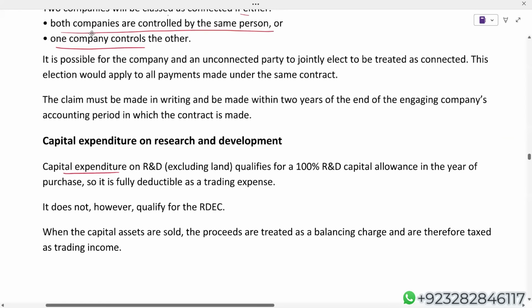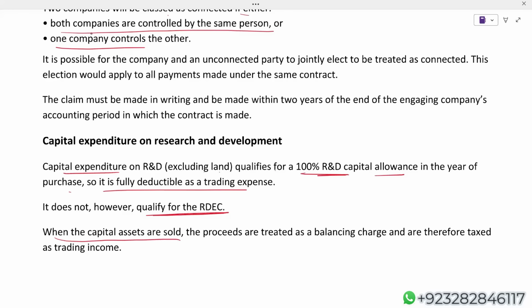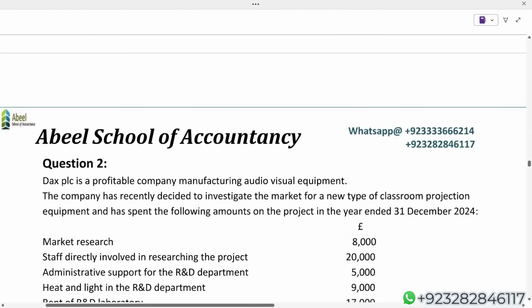Capital expenditure, just see this. Capital expenditure on R&D excluding land qualifies for 100% R&D capital allowances in the year purchased, so it is fully deductible as a trading expense. It does not, however, qualify for the R&D enhanced relief. When the capital assets are sold, the proceeds are treated as a balancing charge and therefore taxed as trading income, because you have already taken 100% capital allowance.